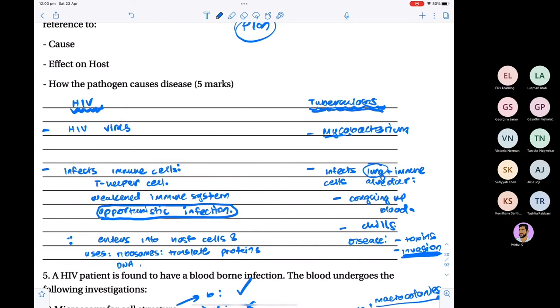DNA replication enzymes, like polymerase. To do what? Replicate its DNA. What is a virus essentially? It's DNA covered in protein. Everything else is not needed, but it's present.